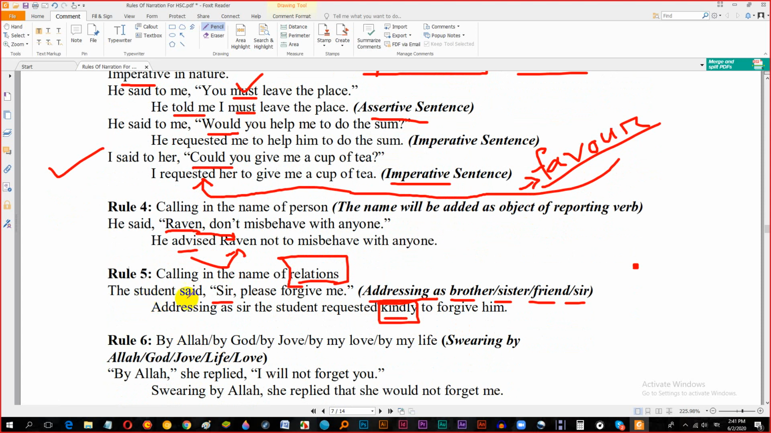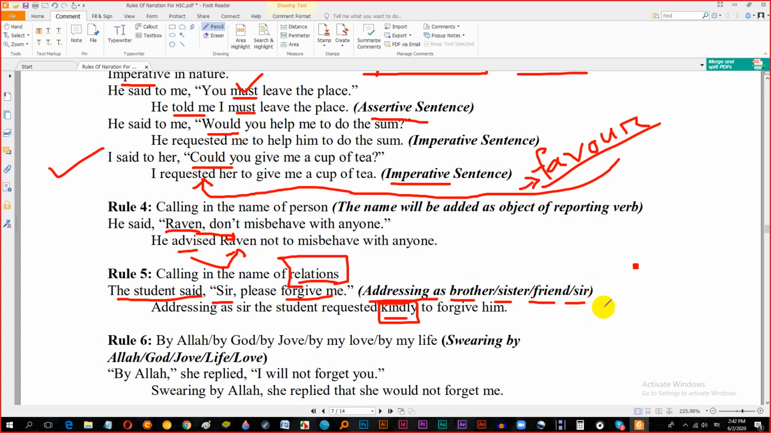The student said, Sir, please forgive me. So addressing as sir, the student requested kindly to forgive him. Or we can also say here, the student requested respectfully to his sir, or the student requested respectfully to forgive him. That is also correct. No need to say sir again.